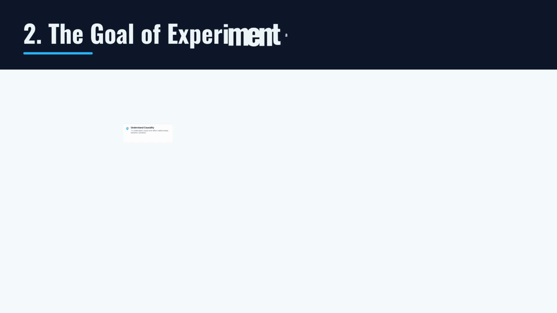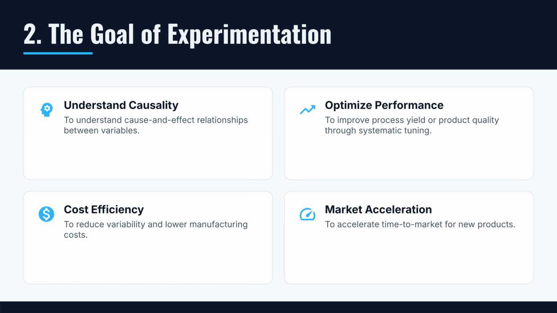The goals of experimentation include understanding causality, optimizing performance to improve yield or quality, increasing cost efficiency by reducing variability, and accelerating time to market for new products.